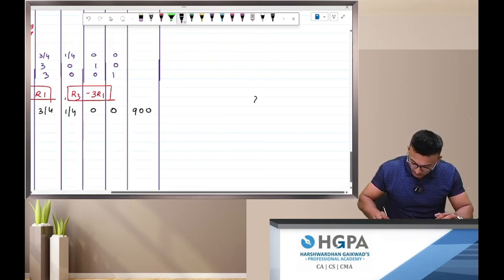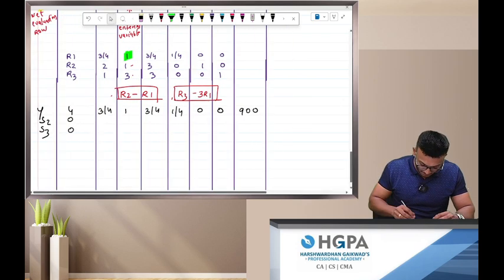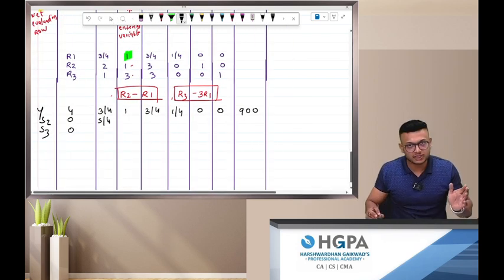I'll just do it here. 2 minus 3 upon 4. So 8 minus 3 is 5. This will become 5 upon 4. 5 upon 4. In the same fashion, you have to do the entire stuff.